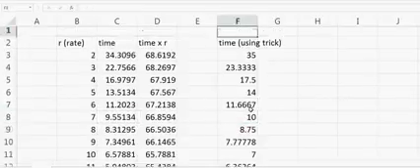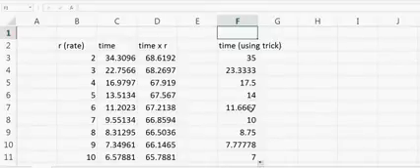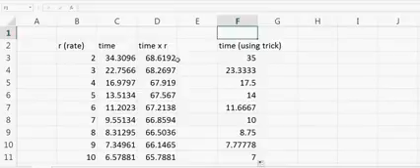So this is how the trick was made, and you can see that it does give you the approximate values when you are trying to do this calculation.